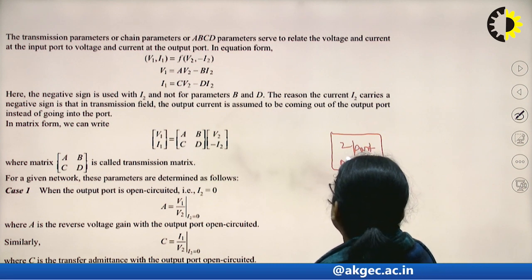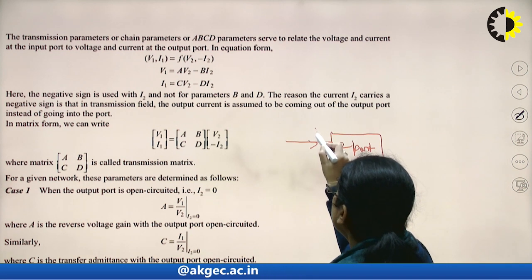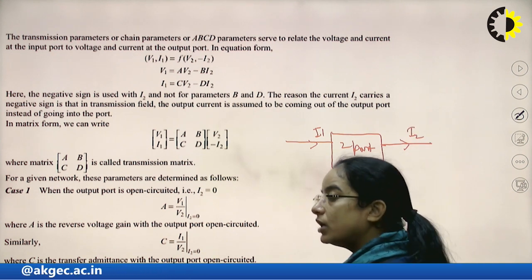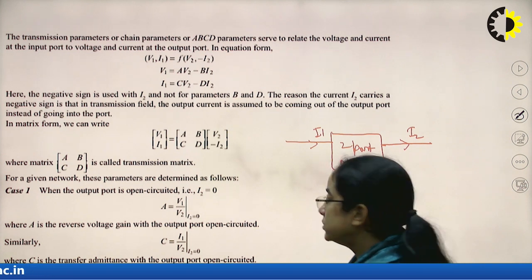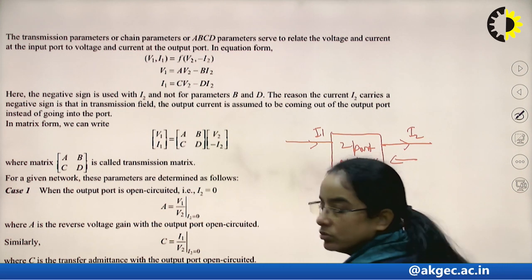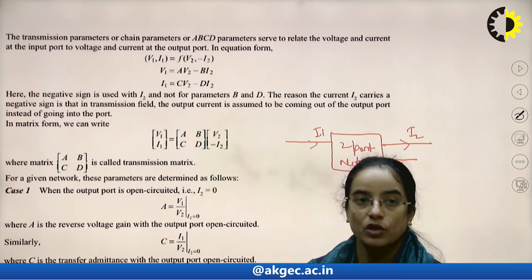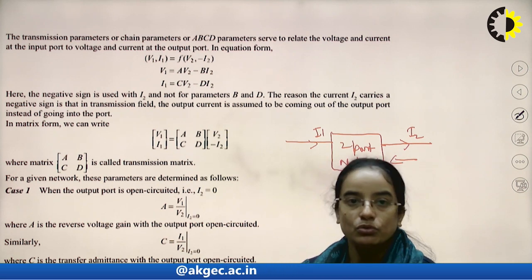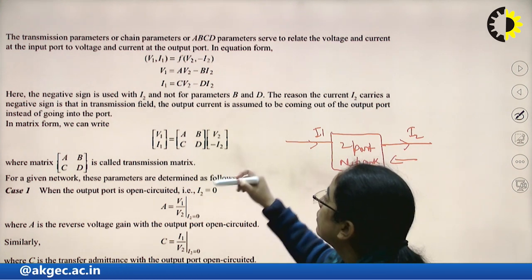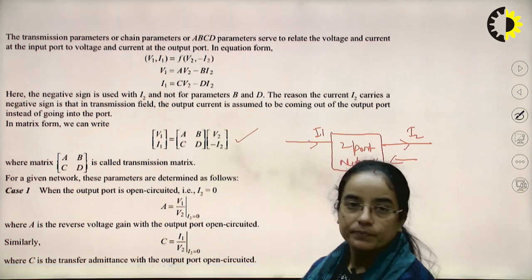So if we represent the two-port network for transmission parameters, this is the current I1, and this will be the current I2. In other two-port networks with other parameters, we saw this was the direction of I2. But in transmission parameters, the output current is assumed to be coming out of the output port, not going into the port. That's why current I2 has been taken as negative. So V1 and I1 can be expressed with V2 and minus I2. This is the equation in matrix form.